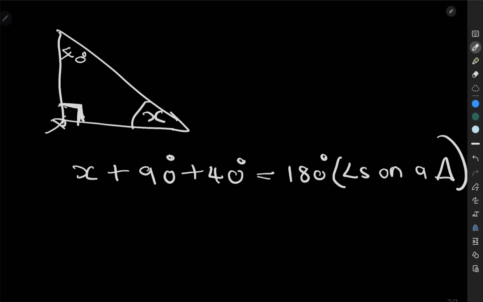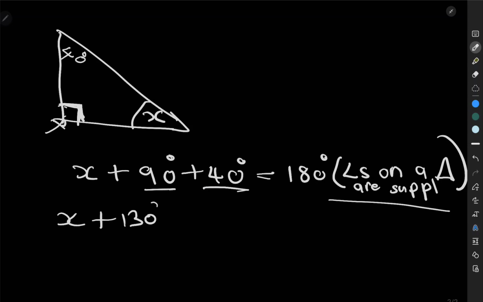Okay, so obviously you're going to write that down in words. You're going to say are supplementary. I'm just summarizing because I don't have enough space, but basically our theory here is that angles of a triangle add up to 180 degrees, or angles on a triangle are supplementary, if you can put it like that. And here as well, we'll just say 90 plus 40, which gives us 130, so that will be x plus 130 equal to 180.